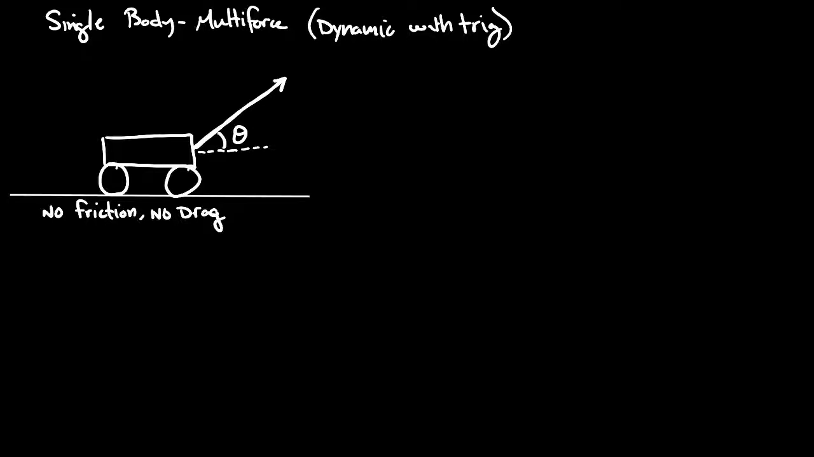It's dynamic because I think you know what's going to happen to the wagon. If you pull on it, will it just sit there or will it move? Will its state of motion change? Yeah, so this system's going to accelerate. This is going to be a Newton's second law problem. Second law covers acceleration. First law covers non-acceleration. So this is going to be a second law problem.